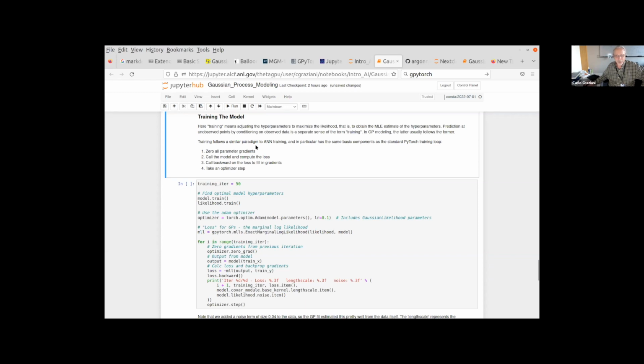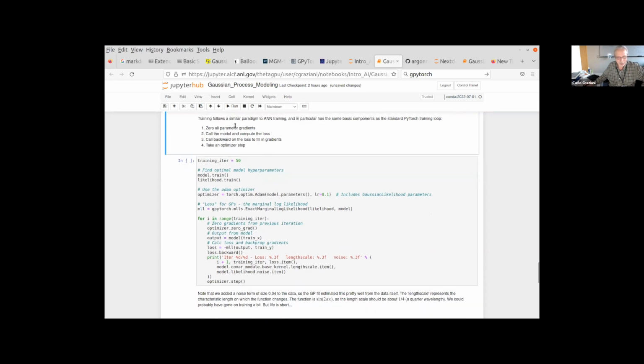The training follows a similar paradigm to artificial neural network training, with the same components as a PyTorch training loop. You zero the parameter gradient, I'm sure you've seen this before, you call the model, compute the loss, call backward on the loss to fill in the gradients, and take an optimizer step. If you look at this loop, I'm sure it recalls things you've seen before. Now I'm going to click through this, and you'll see what happens.